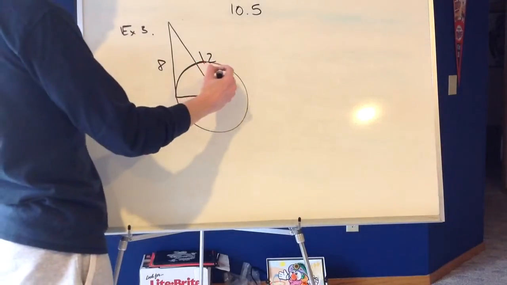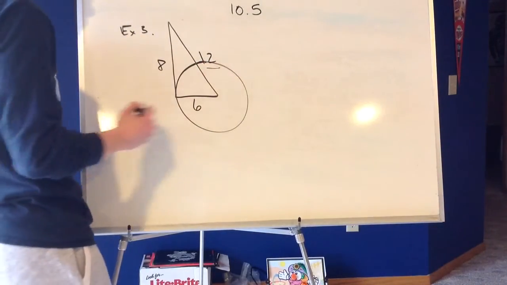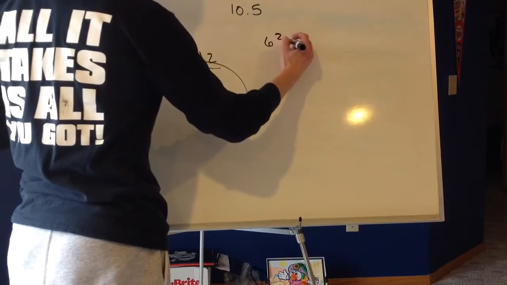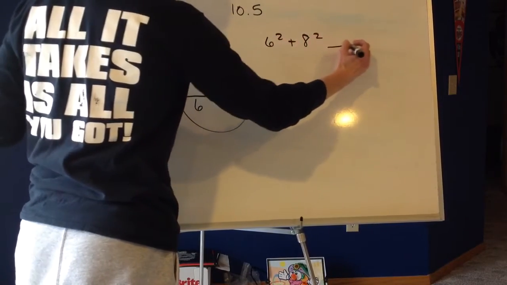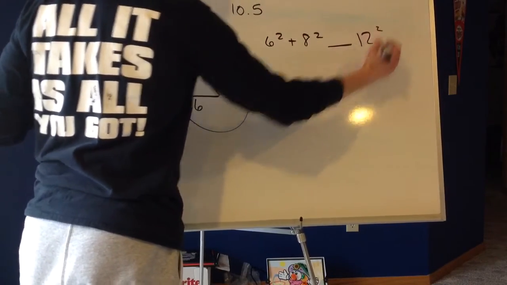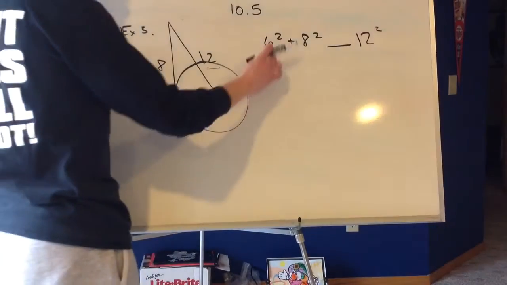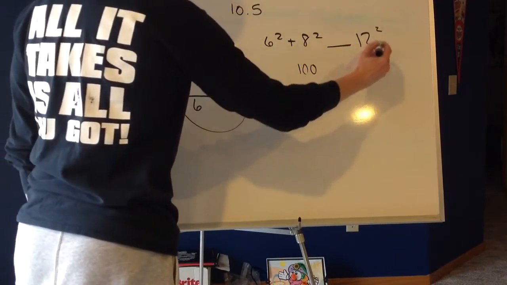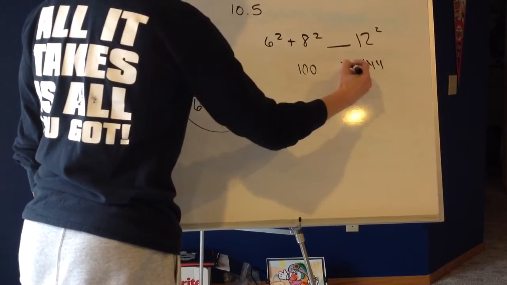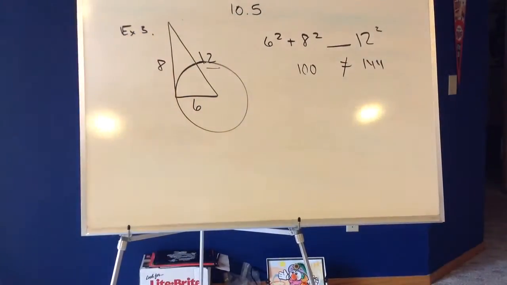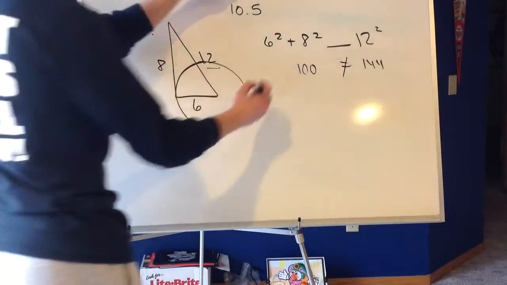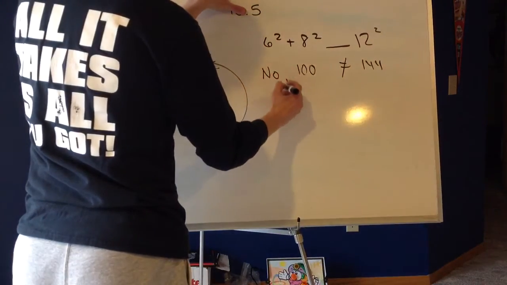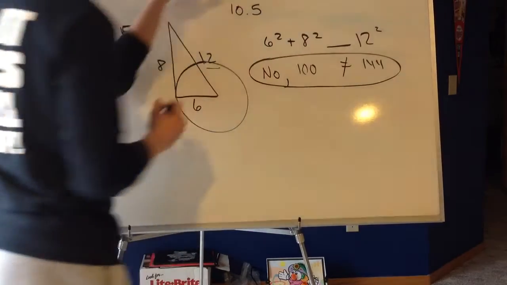Okay, we know the longest side would have to be the hypotenuse if this is going to work. So I'll have 6 squared plus 8 squared, and I want to see how that relates to my 12 squared. Well, 6 squared plus 8 squared is 100, and 12 squared is 144. Those do not equal each other. If they do not equal each other, then it is not a tangent. Okay, so I would say no, and then this would be my justification.